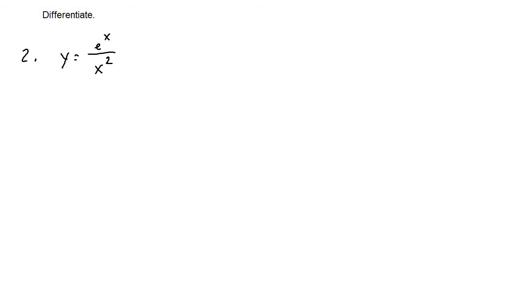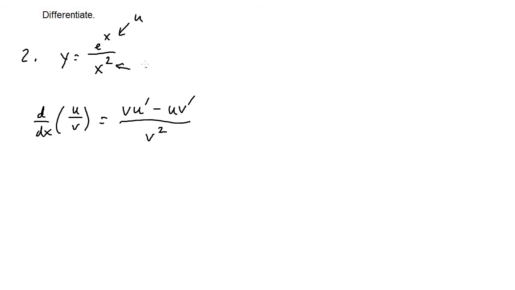So now for number two, we have y equals e to the x over x squared. Because we do have e to the x divided by x squared, we have to use the quotient rule. So I'm just going to write out the formula: one function u divided by another function v is going to equal v u prime minus u v prime over v squared. So let's go ahead and label e to the x as our u. So that's going to be u, and then x squared is going to be v.